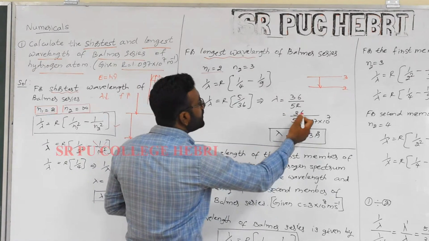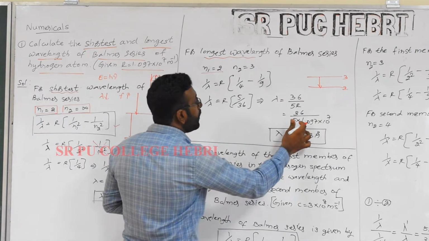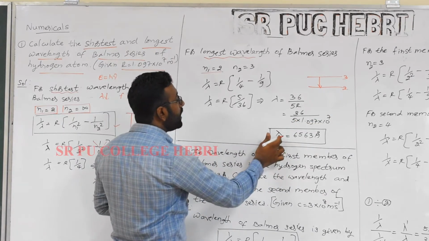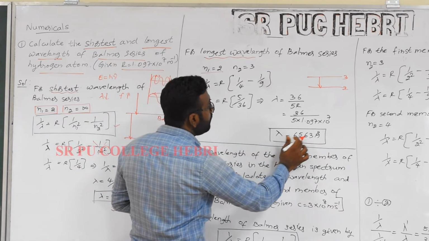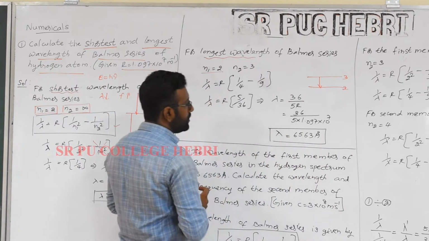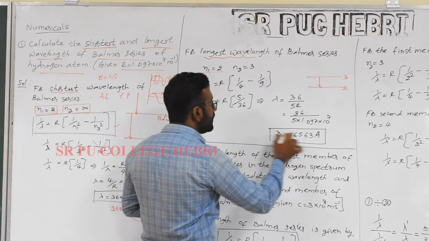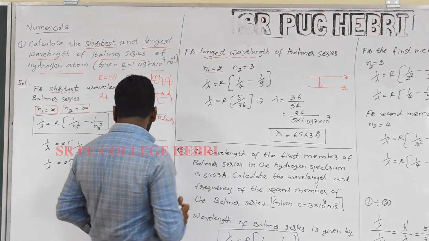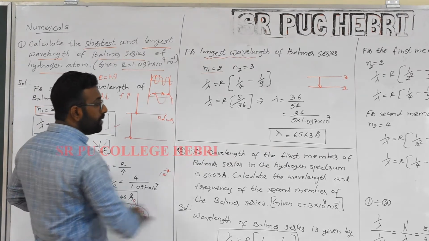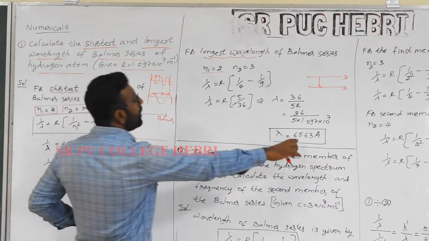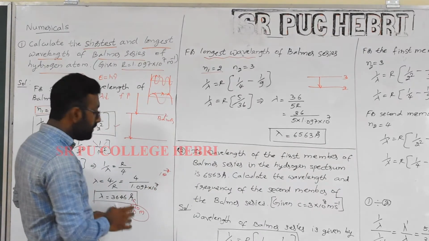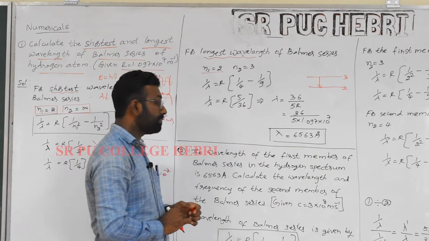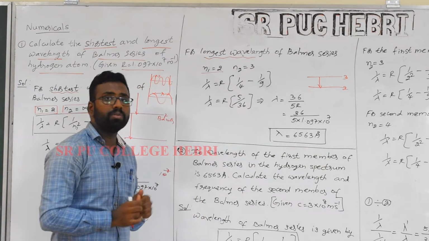Again the same, 36 divided by 5 into R, which is 1.097 into 10 to the power 7. Do the calculation and you will get the value of lambda, that is 6563 Angstrom. Compare this value with the previous value. This is the smaller value, and this is the larger value. So this is the longest wavelength possible for the Balmer series, and this is the shortest wavelength possible for the Balmer series. I hope this problem is clear to you. Just try to work it out.